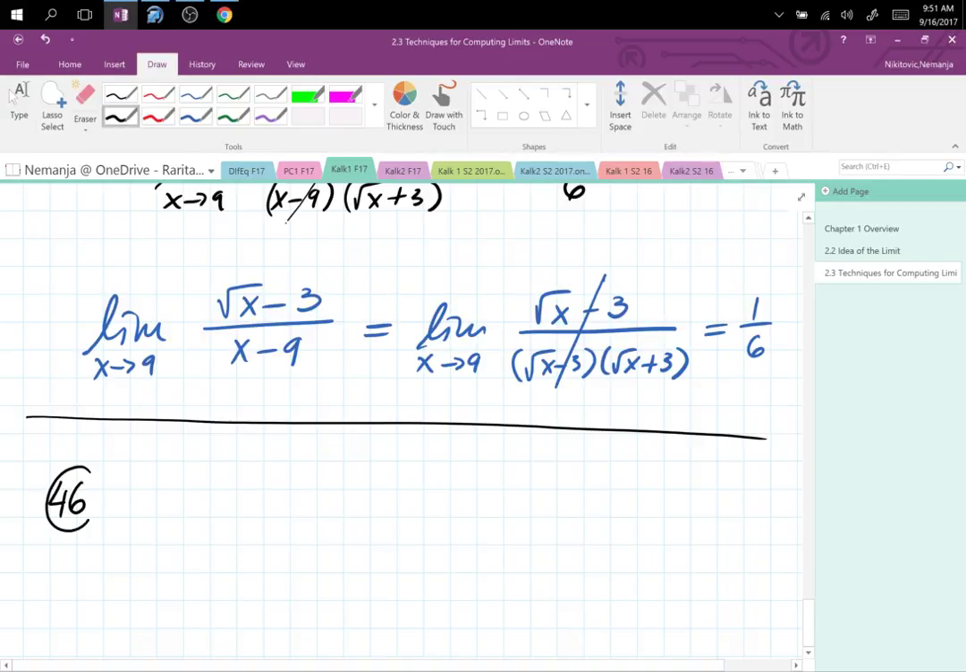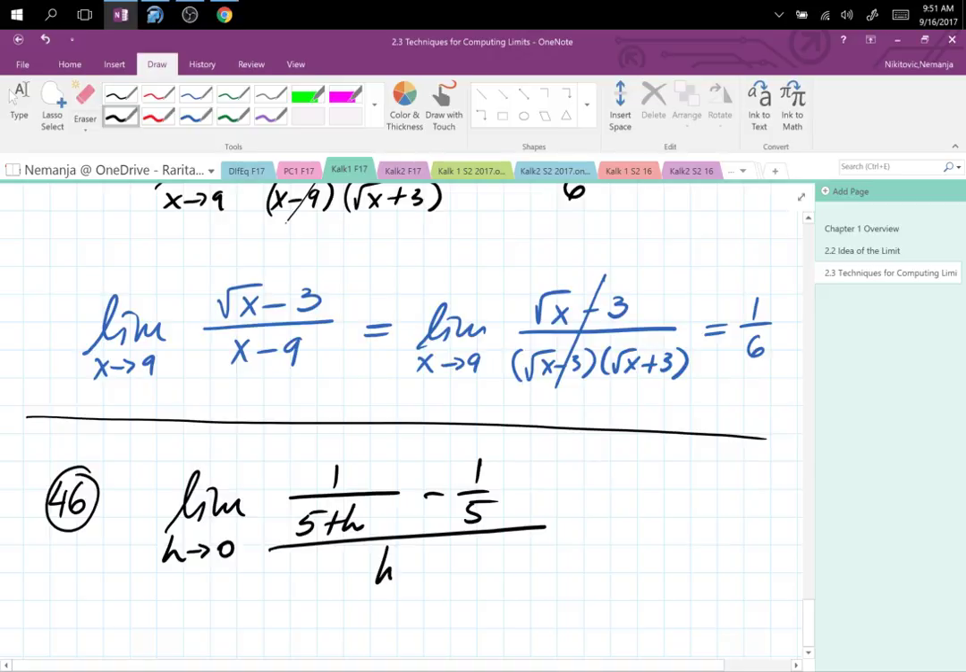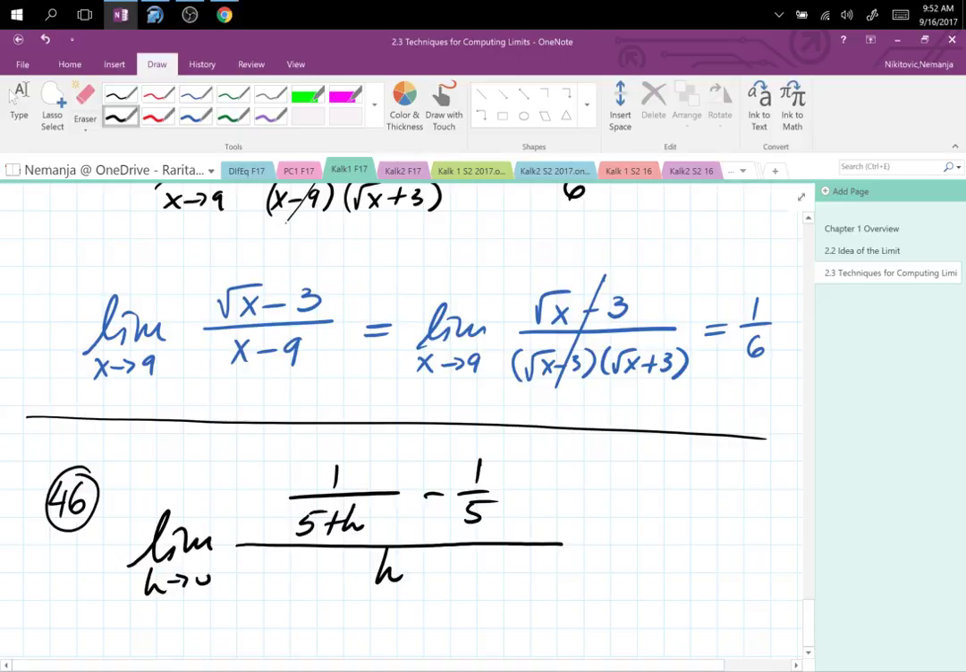How about 46? Limit h goes to 0 of 1 over 5 plus h minus 1 over 5, everything divided by h. This is terrible the way I wrote this problem, so I'll just fix it. This line is not straight. The limit needs to be in line with the line.